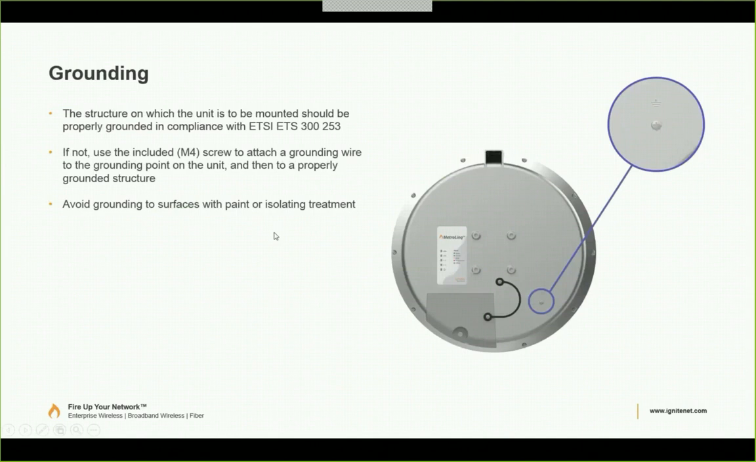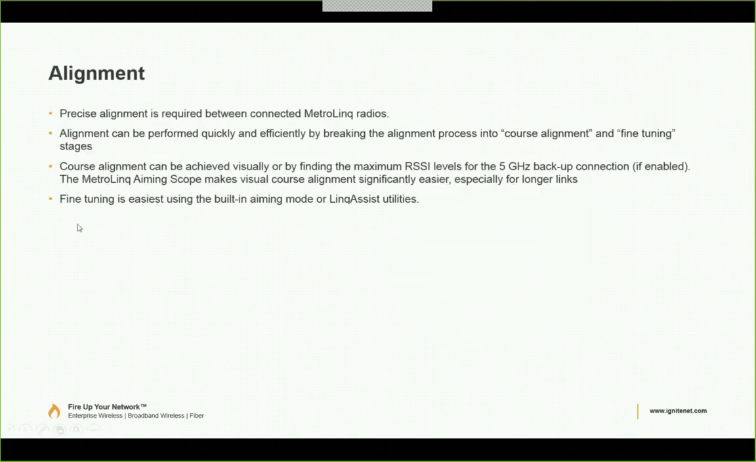Grounding. If you ground the structure to which you are mounting the MetroLinq, you should be fine. If that structure is not grounded, then you can always use the screw that's included with the ground at the ground point, and then ground that in compliance with standards. You should avoid grounding the surfaces with paint or isolating treatment.